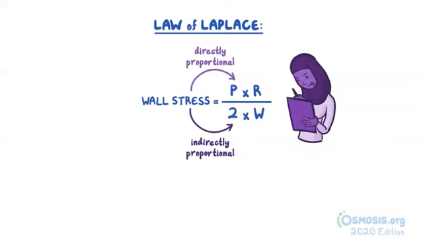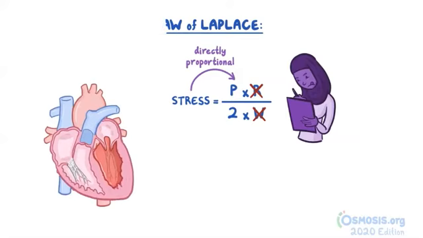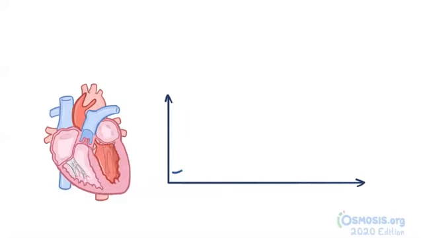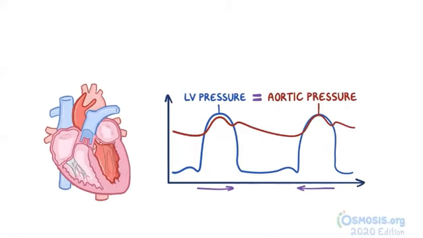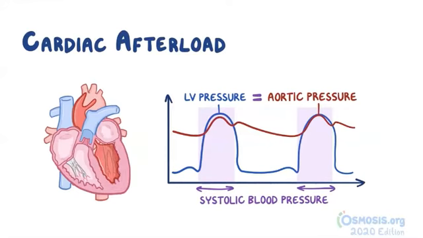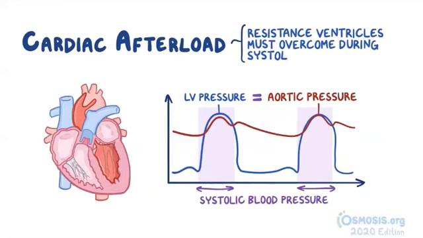Instead, clinicians simplify the equation by eliminating 2 variables, radius and wall thickness. So for simplicity's sake, we can say that left ventricular wall stress during ejection is proportional to left ventricular pressure during ejection. And if we assume that left ventricular pressure during ejection is equal to aortic pressure during ejection, then we can say that left ventricular pressure during ejection is equal to what we commonly know as systolic blood pressure. This leads us to a most commonly used definition of afterload, which says that afterload is the amount of resistance that the ventricles must overcome during systole.